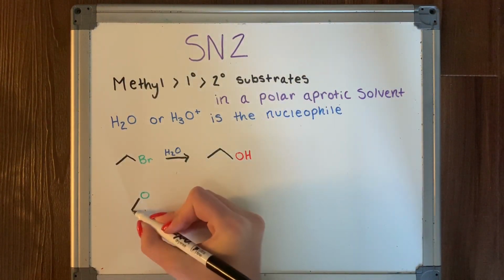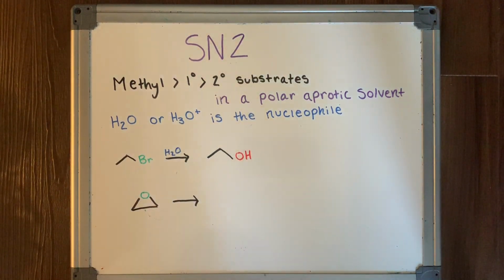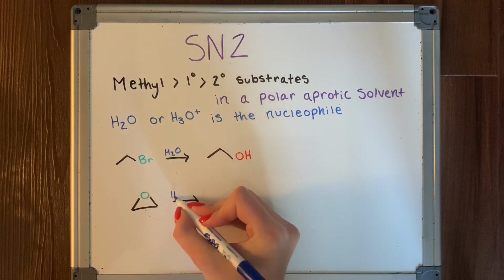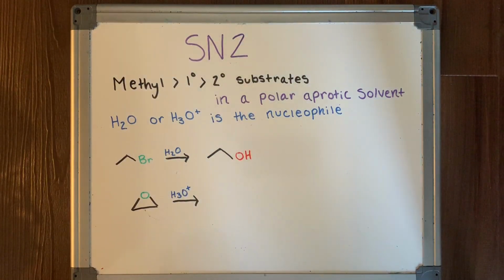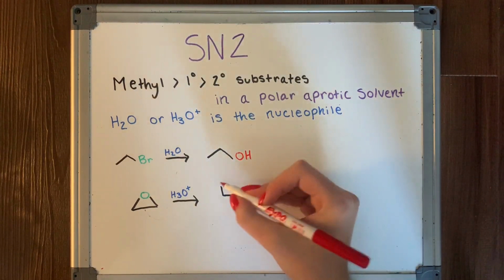As you can see, it makes a primary alcohol in our first example, and in our second example, we are doing a ring opening of an epoxide. And it does create a diol, so this is also a way that you can create diols.